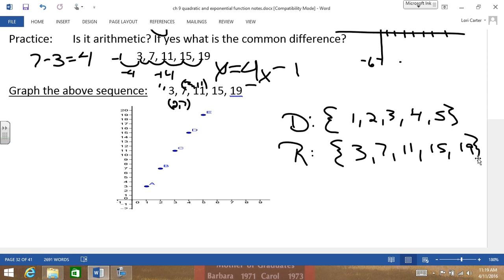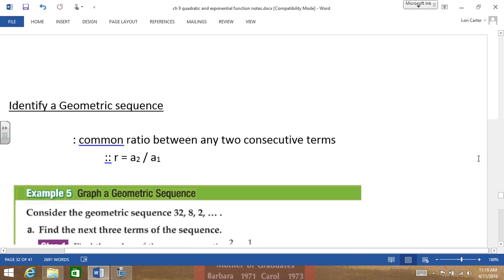So, can they try to mess with you? Yeah. When do you connect it? Never. If they tell you to find the equation, so the y equals, then they want you to connect.